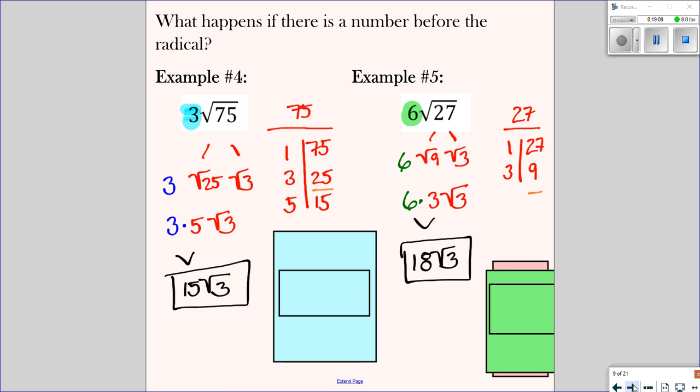You also learned that when there's a number outside the radical, that number is carried down to the very end because it will be multiplied to the perfect square to get your final answer. For example, if 25 gave you 5 as a perfect square, multiply by 3, and that gives you 15, and then the number underneath the radical stays there, and you get your simplified radical form.